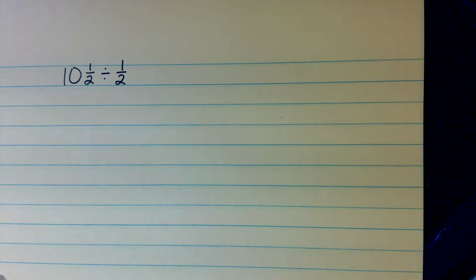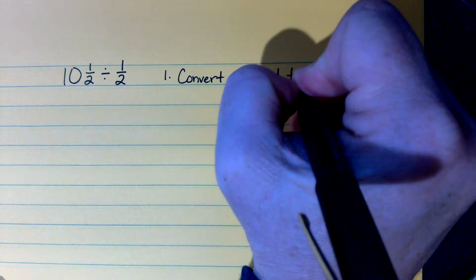All right. On this one, we have 10 and 1/2 divided by 1/2. So the first thing we're going to do is change our mixed number. Convert mixed to improper.